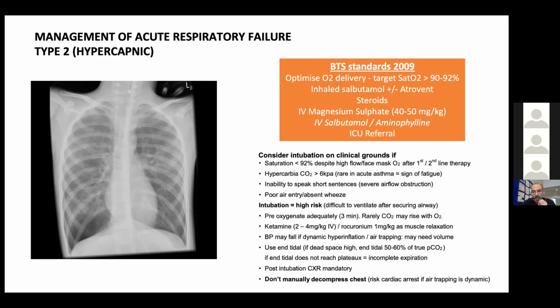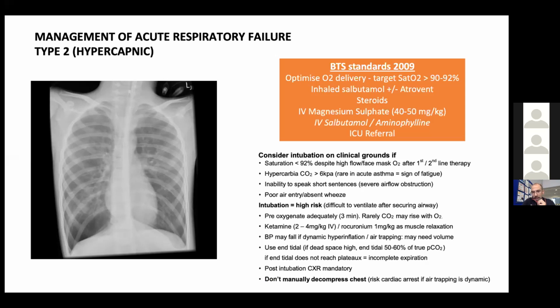And I know it says don't manually decompress the chest. There is a risk of cardiac arrest. But sometimes they have so high CO2 retention that we need to disconnect them from mechanical ventilation and manually decompress the chest to allow them to eliminate all the CO2. And as it says here, it is a very high risk intubation, so it needs to be done by the most senior or the most expert person in the trust at that moment. And these are the drugs that we normally advise for intubation.